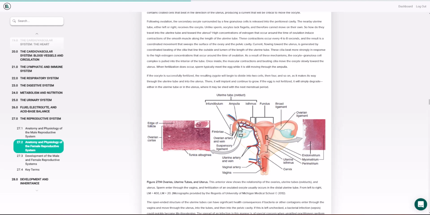We see here too that there's a rich blood supply, that there's a uterine artery that comes down and provides lots of blood flow to the uterus, and also there's a vaginal artery that similarly brings blood flow to that region.